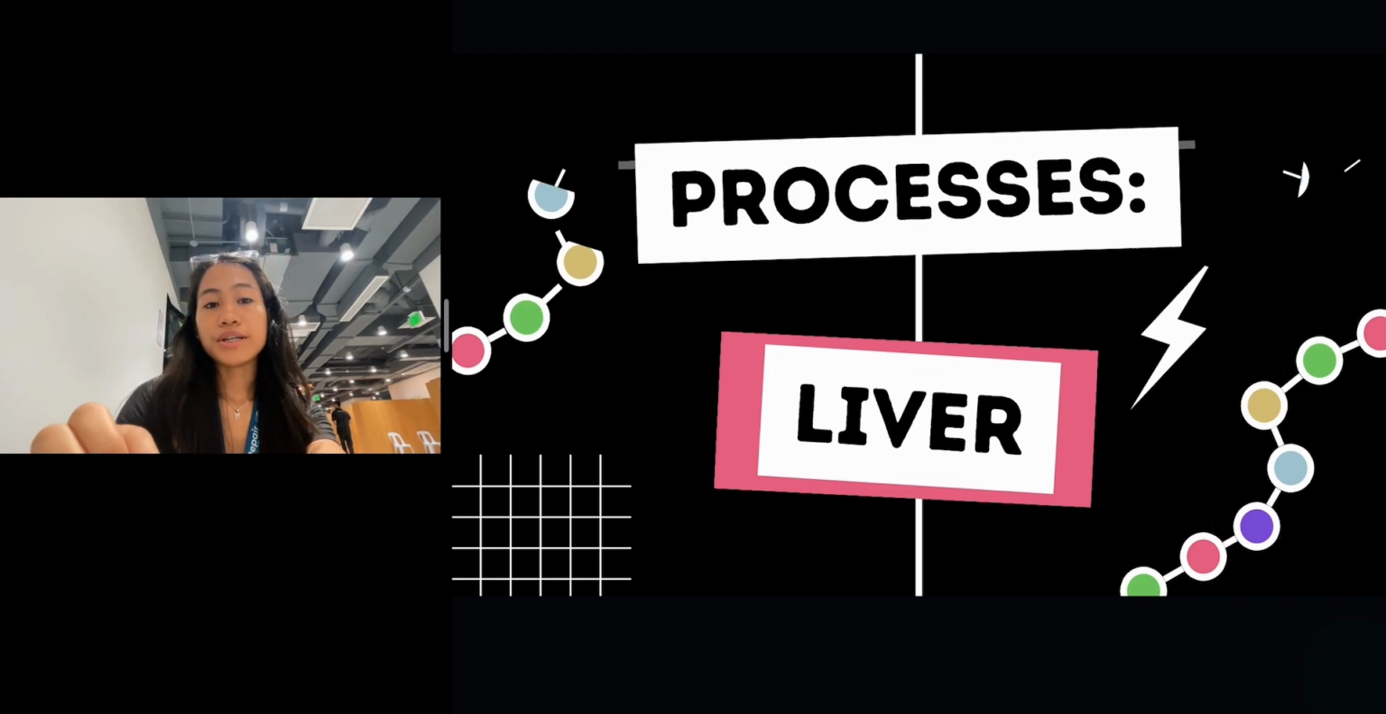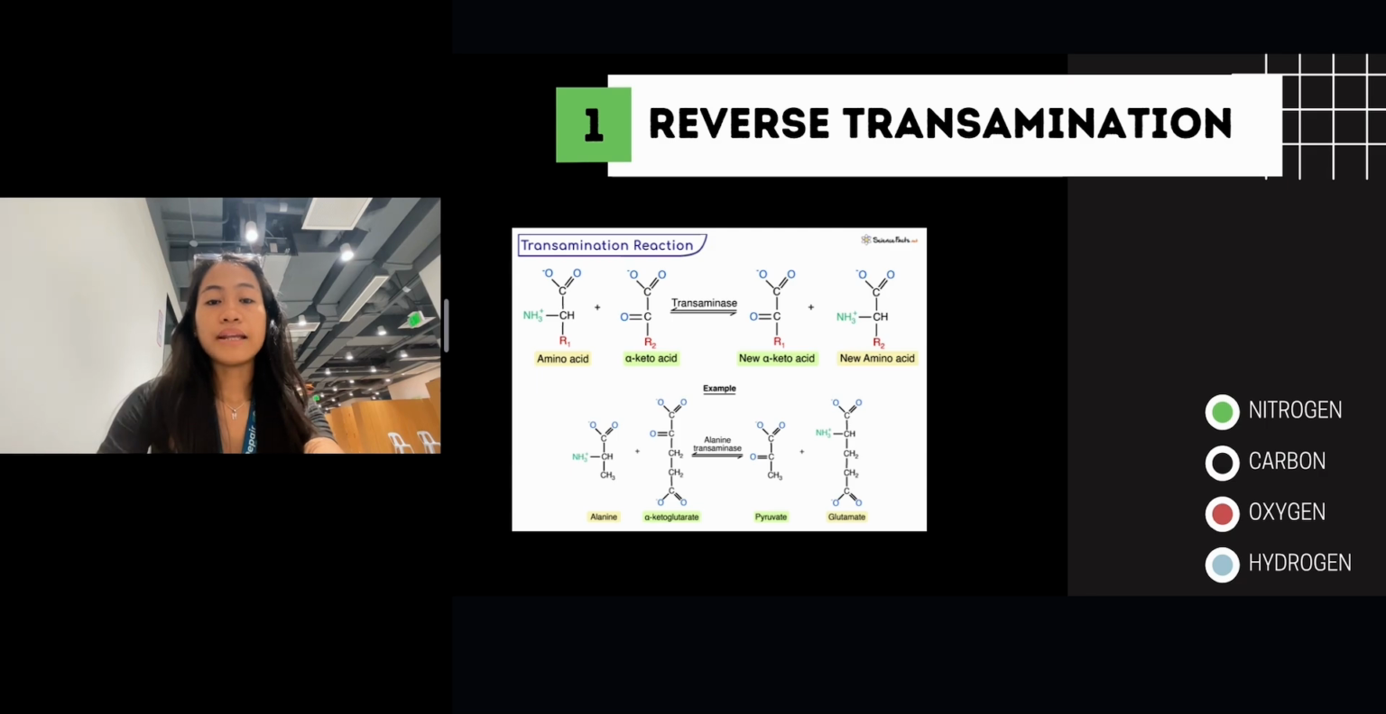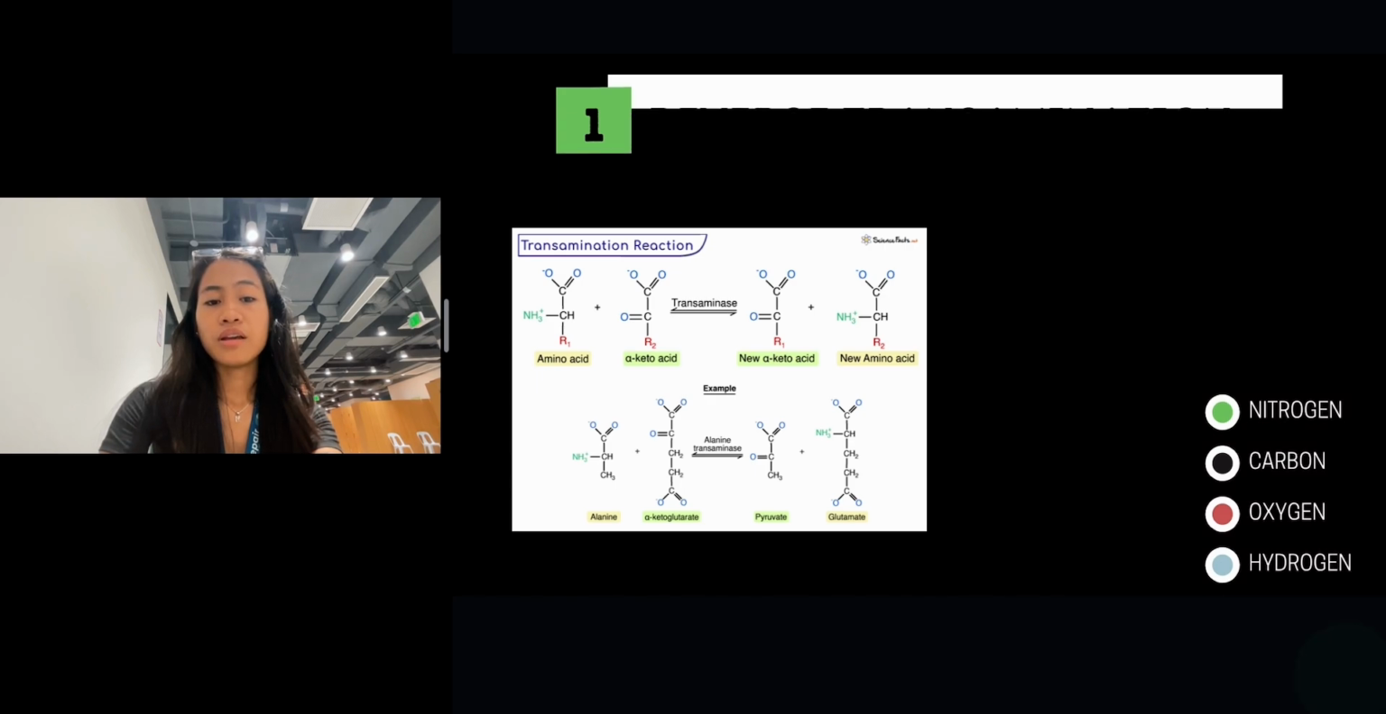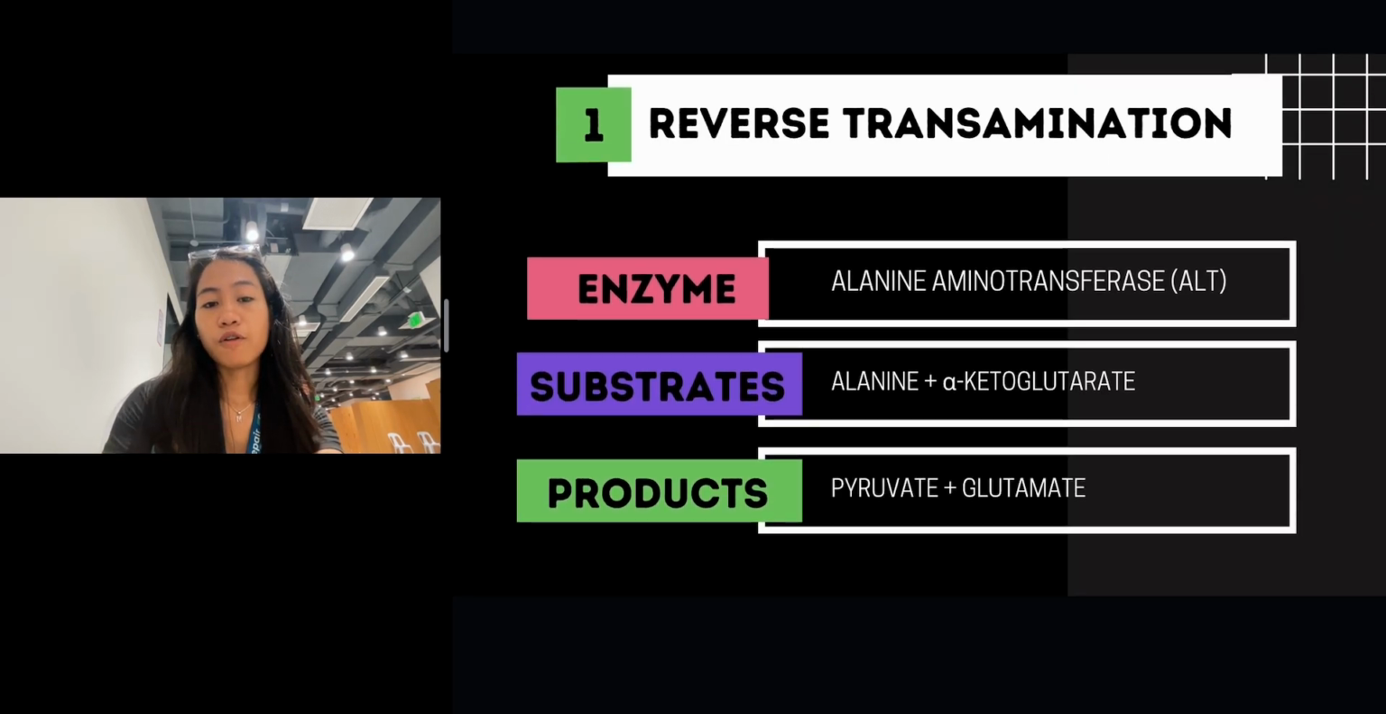The reverse transamination is where the alanine is deaminated, releasing pyruvate for glucose synthesis and transferring its amino group to alpha ketoglutarate. This is the reverse of the transamination in the muscle. So in this case, the alanine donates its amino group to alpha ketoglutarate, and alanine becomes pyruvate while alpha ketoglutarate becomes glutamate. Just the same as the process earlier, the enzyme involved is still alanine aminotransferase, the substrates are alanine and alpha ketoglutarate, and the products are the pyruvate and glutamate.